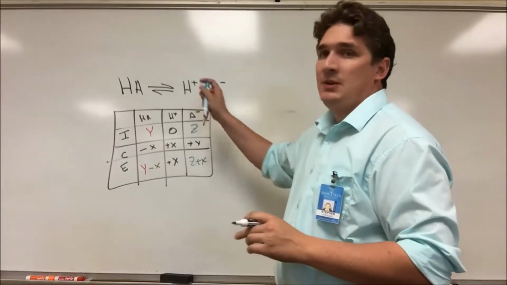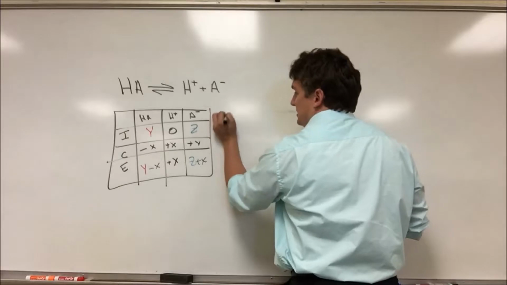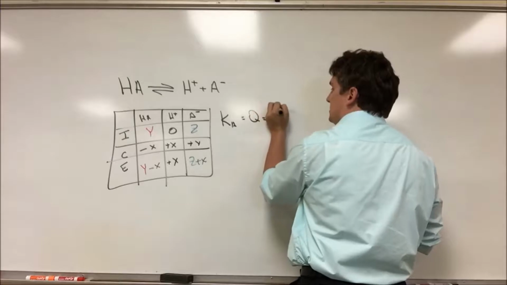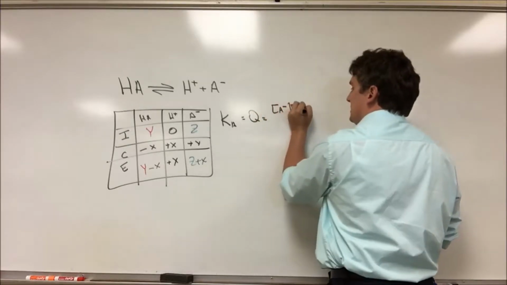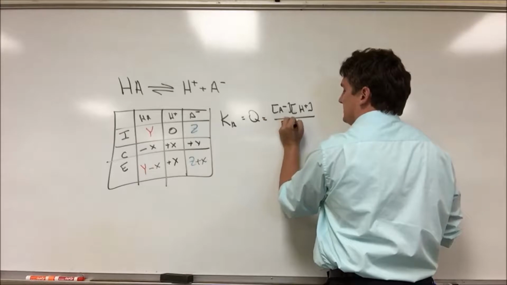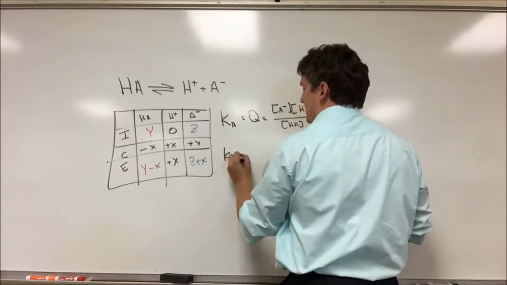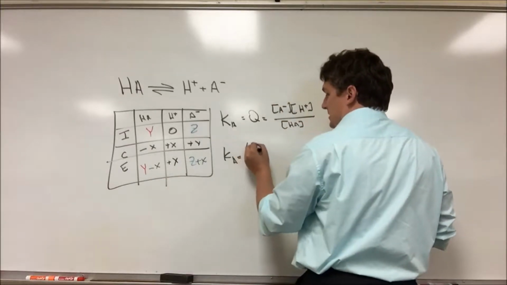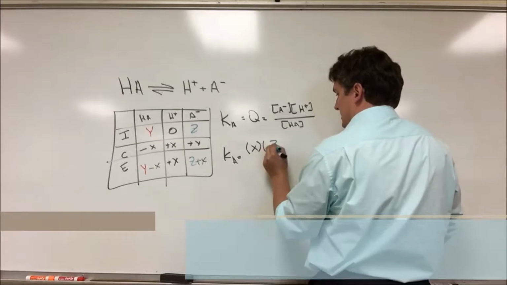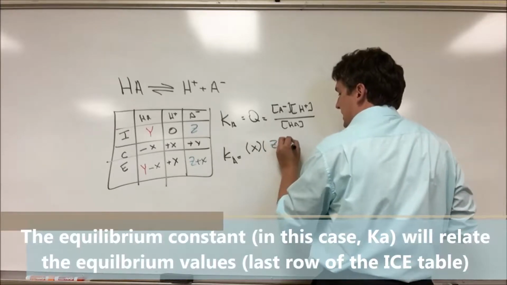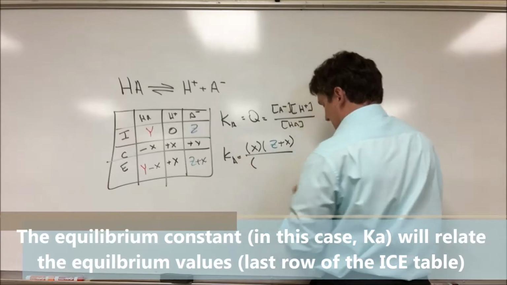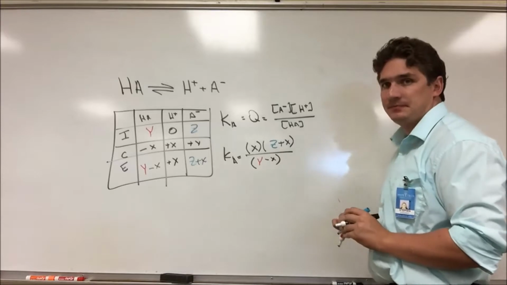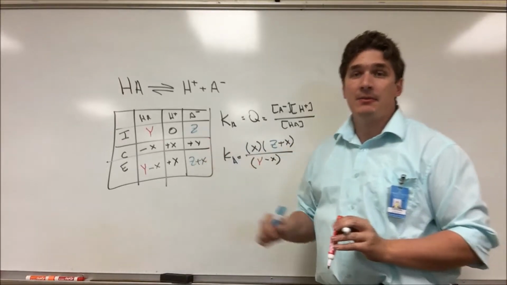Now, with any weak acid, we have some dissociation constant, Ka. This is related to our Q, and our Q is always the concentration of the conjugate base, acid, all over parent acid. So our Ka is going to equal these values which we get from the last row of the ice table. So it's going to be X for the H plus, Z plus X for the conjugate base, and Y minus X for the parent acid. This is essentially how every problem is solved.